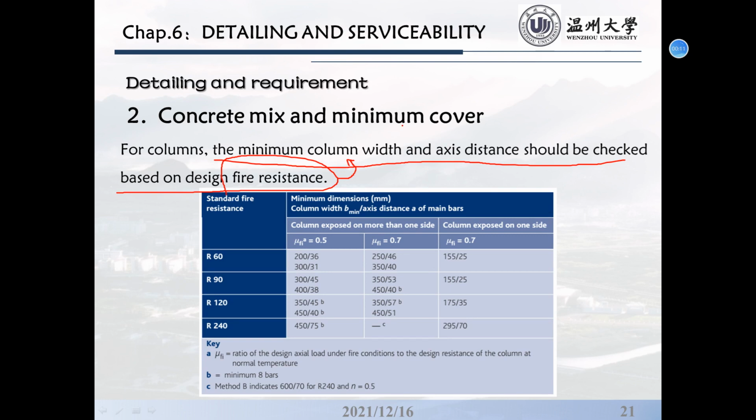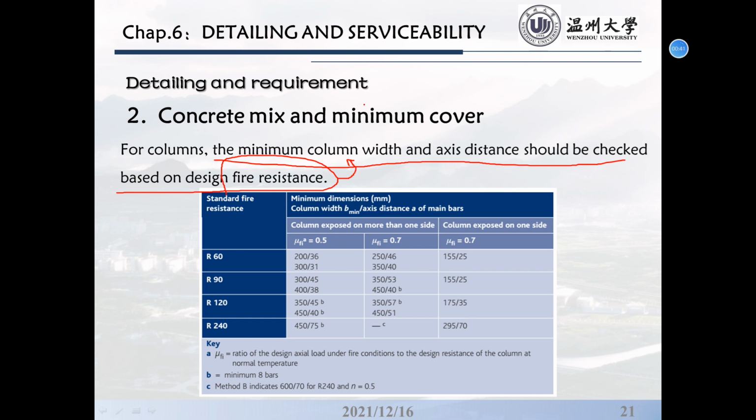Today's class, we will talk about serviceability limit state and what details we need to care about during the structure design, right? Previously we mentioned cover. Cover is the constructor values that we will use.